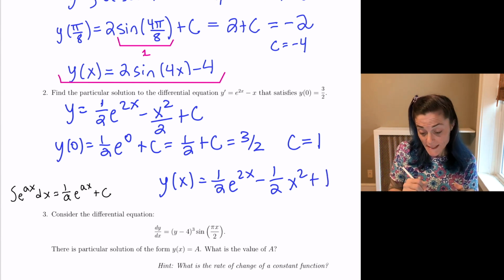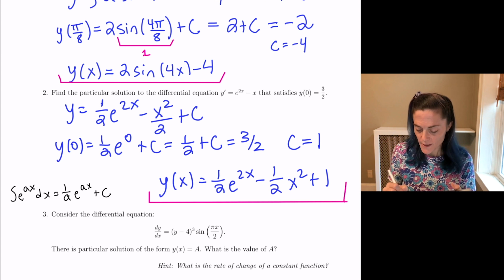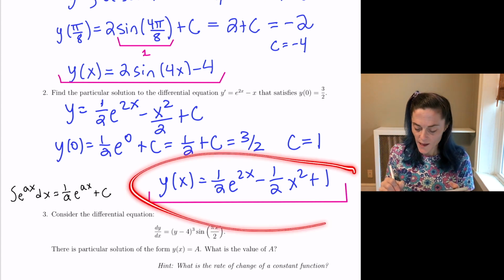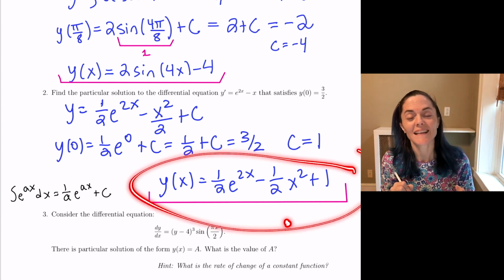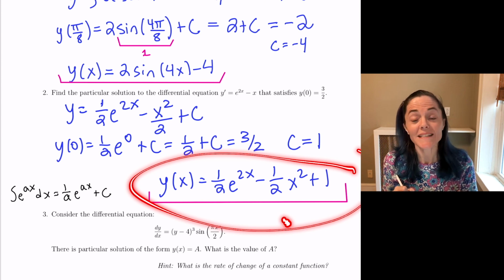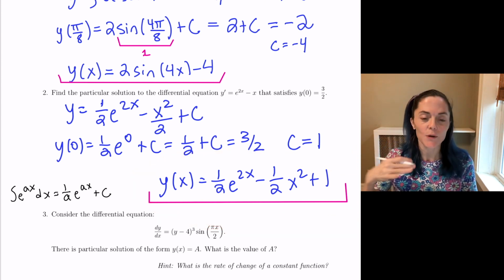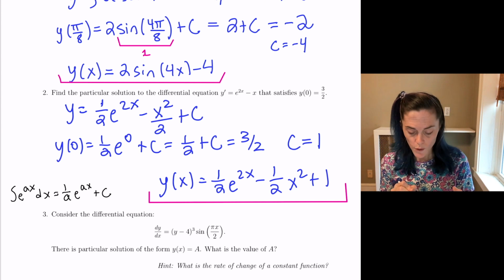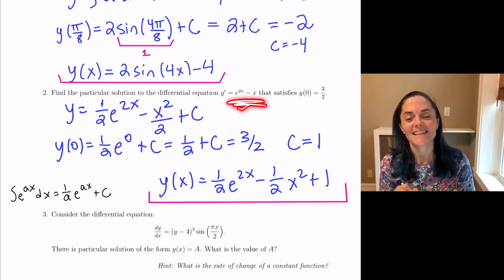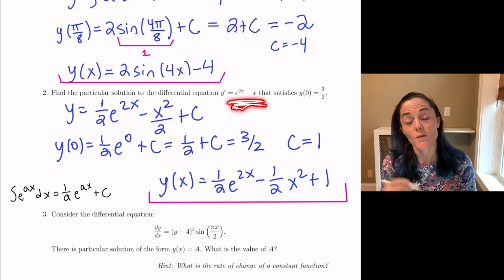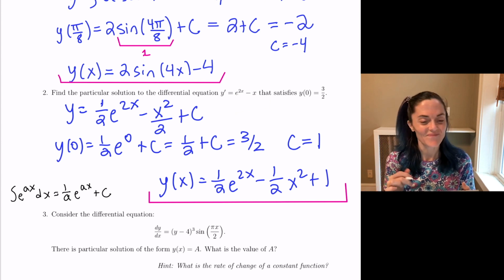These you could always check. For example, if we evaluate this at 0, you see we get a half plus 1, which is 3/2. And then you can take the derivative and realize you get e to the 2x minus x. So there are checks you can do here.